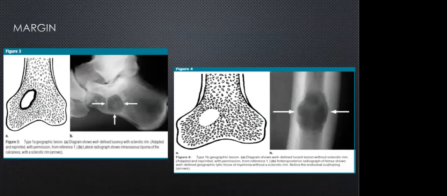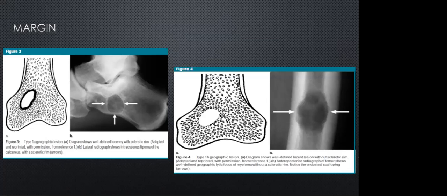The margin. The margin of the lesion and the zone of transition between lesion and adjacent bone are key factors in determining if a lesion is aggressive. A lesion with sharp margins and a narrow transition zone is radiographically considered non-aggressive, particularly when the margins have a sclerotic border, like the picture at the left side.